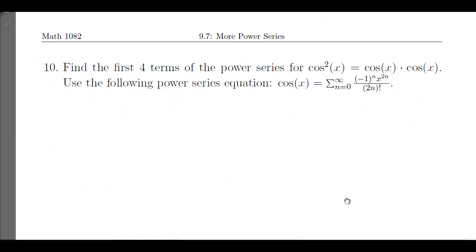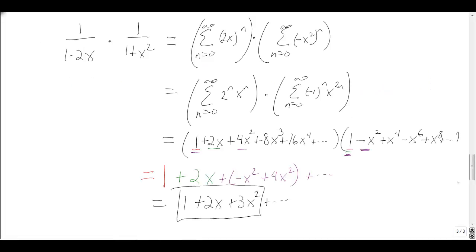Next one. For the next 2 problems, we're actually going to find the first 4 terms, again probably the first 4 non-zero terms, of a power series for cosine squared x in 2 different ways. First, I'm going to start with a known series for cosine x, and I'm just going to square that. So I'm going to multiply it by itself using essentially the same process we just did. So let's take a look at that.